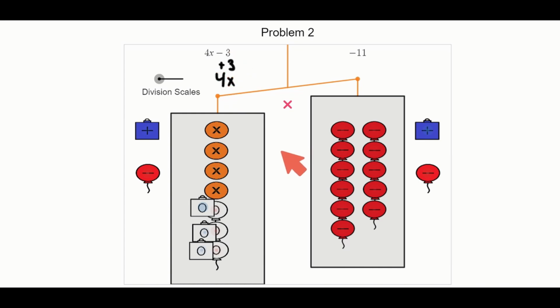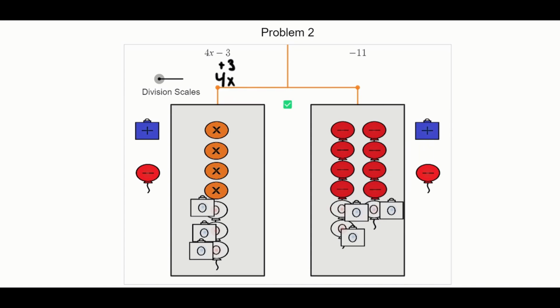To keep things balanced, since I added 3 to the left, I need to also add 3 to the right side. So 1, 2, 3. Adding 3 to the left side. 11 negatives and 3 positives. Notice that they cancel out, giving us 8 negatives left over.